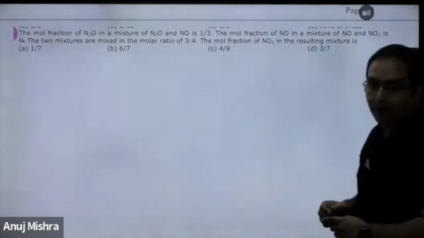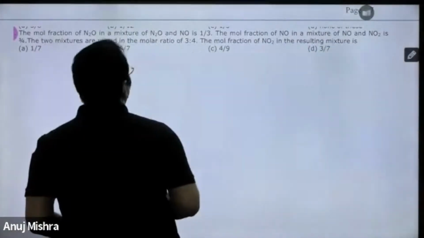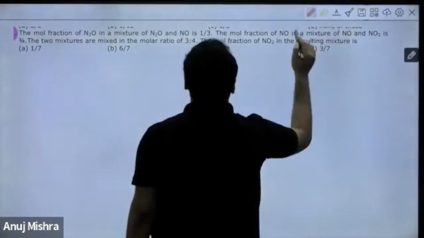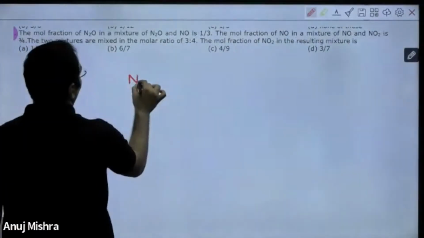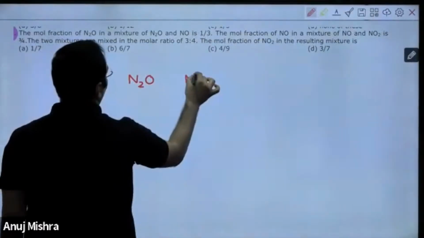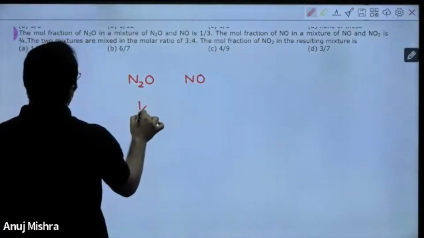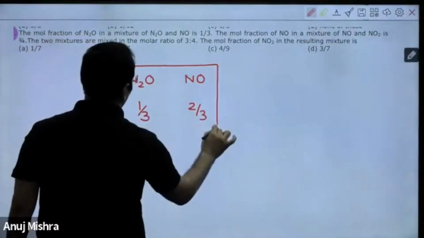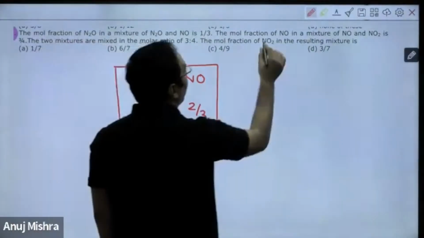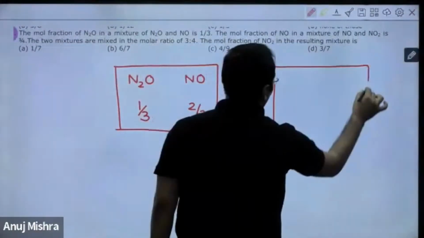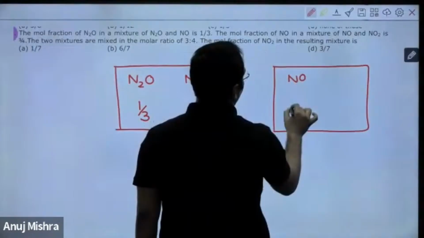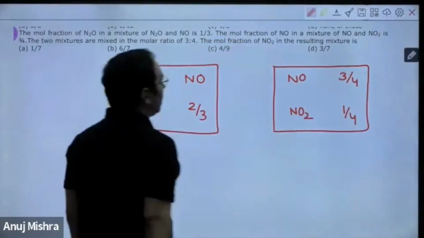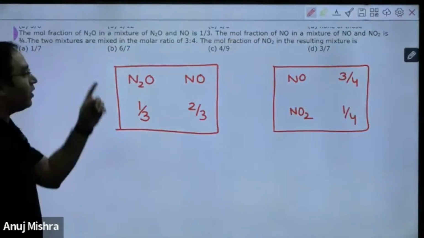This is the question, right? Okay, so mole fraction of N2O in mixture of N2O and NO is how much? N2O and NO is 1/3. तो ये कितना होगा? Very good. This is one box. The mole fraction of NO in a mixture of NO and NO2 is how much? Yes. So लिख लीजिए. NO is how much? This is 3/4. So what will be NO2? 1/4. Now you're mixing both of them in the molar ratio of 3:4.